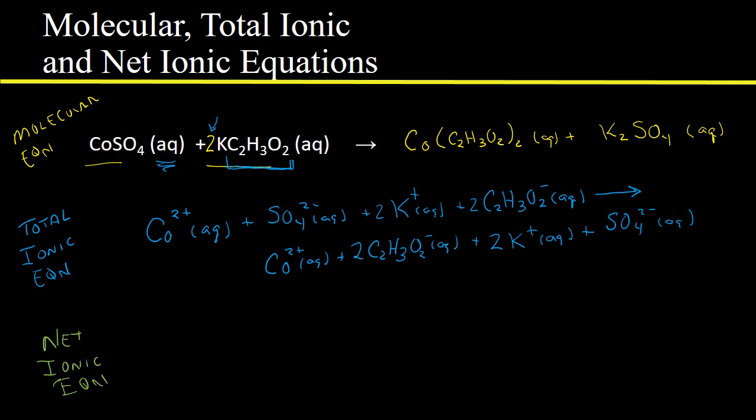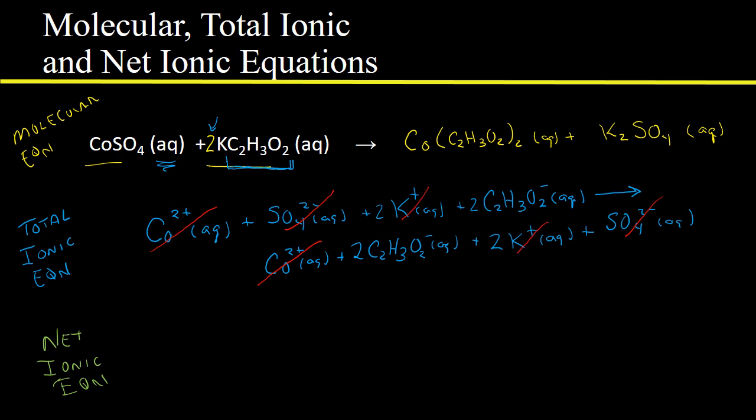We want to write the net ionic equation. So go back to the total ionic equation and look for spectators. Cobalt is the same on the left and right, so that's a spectator. Sulfate is the same on the left and right, so that's a spectator.